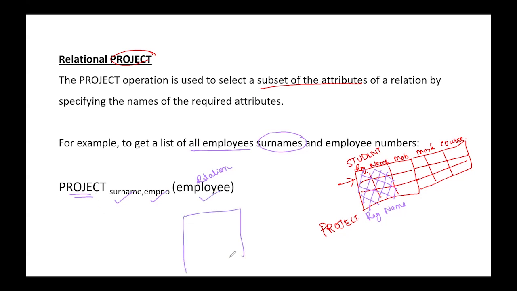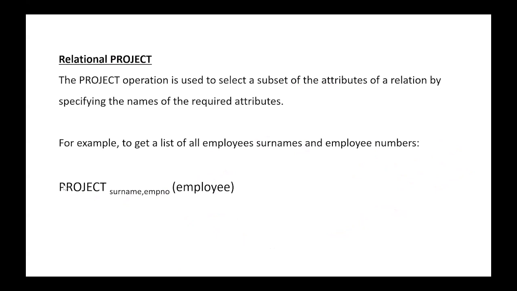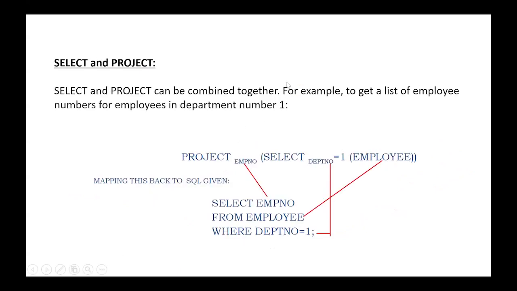So I'm going to get only those two columns, but it will include all the details of the employee. Okay. So this is how relational project and relational select work. So if I had to see how it is combined together, okay.